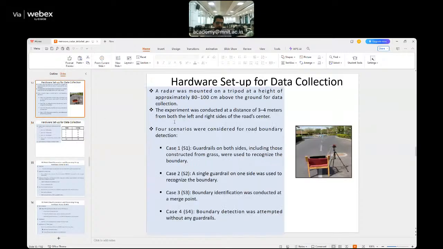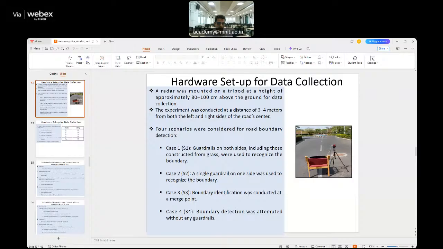First we need to understand what is this S1. S1 is basically guardrails on both sides, including those constructed from graph. Are you able to see? This is basically the case where boundaries are there on both sides. In S2, a single guardrail on one side was used to recognize the boundaries. For example, it is only this side that is visible.